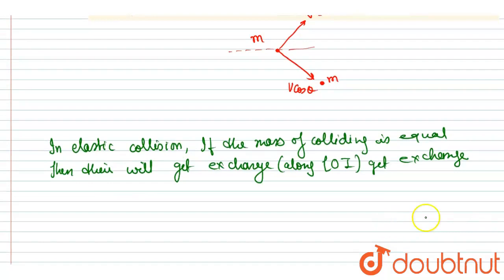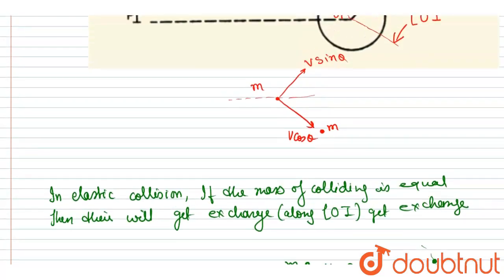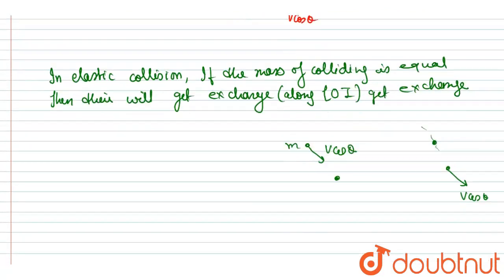Very simple. So if you see, this mass was moving with a velocity of v cos theta along the line of impact, and this mass, the sphere, was stationary. And after the collision, this particle will remain stationary along the line of impact, and this sphere will start moving with a velocity of v cos theta along the line of impact, along this direction. Now the only component that will be left with this particle is v sin theta.